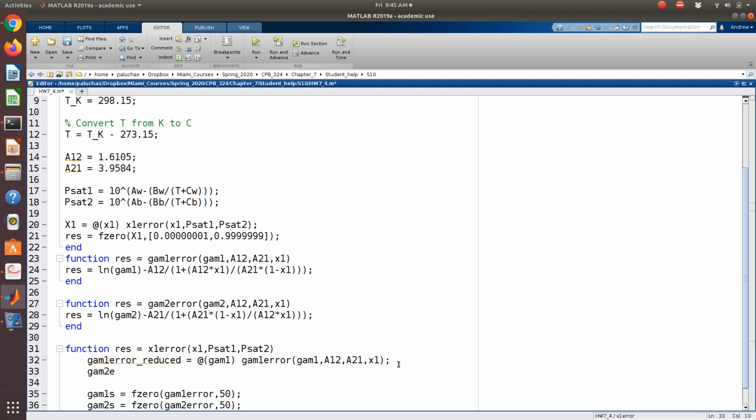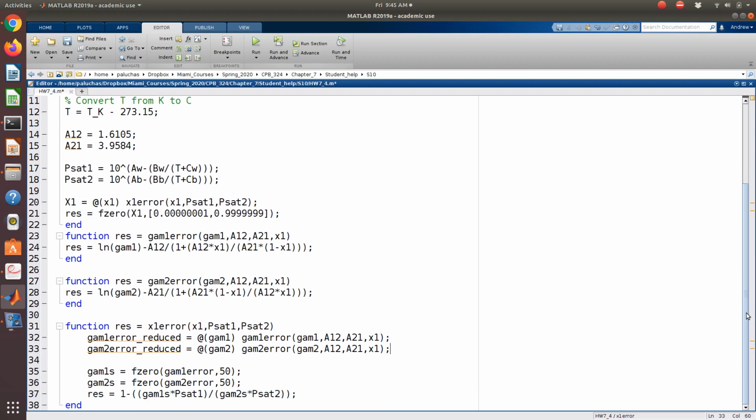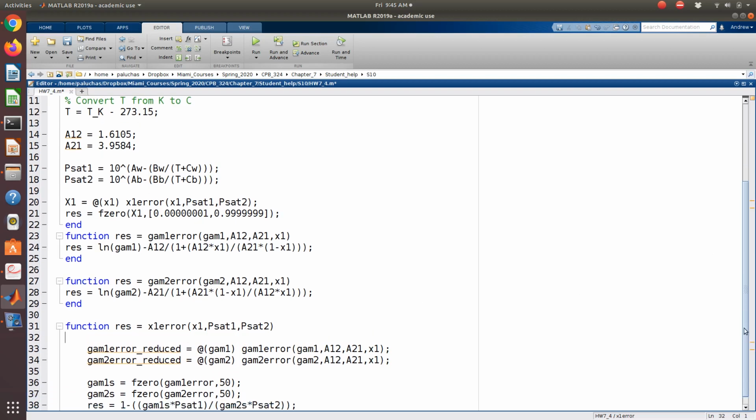I'm going to do the same thing with gam2 error. I'm going to call this gam2 error reduced. Okay, it's going to have a single input gam2. And I'm just trying to keep track of these. This is why I slightly rename these. Doesn't really matter because this comes later, but I'd rather be safe than sorry sometimes, making sure I don't introduce mistakes. Okay, so now that part is good. And we're going to have to fix this up again though.